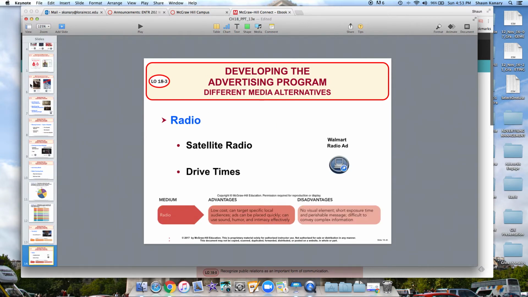Radio, very low cost, and it can target specific local audiences. The ads can be placed quickly and be created very quickly using sound, humor, and different sound effects. These are some of the advantages. However, some of the disadvantages are that there's no visual element and there's a short exposure time, much like TV.